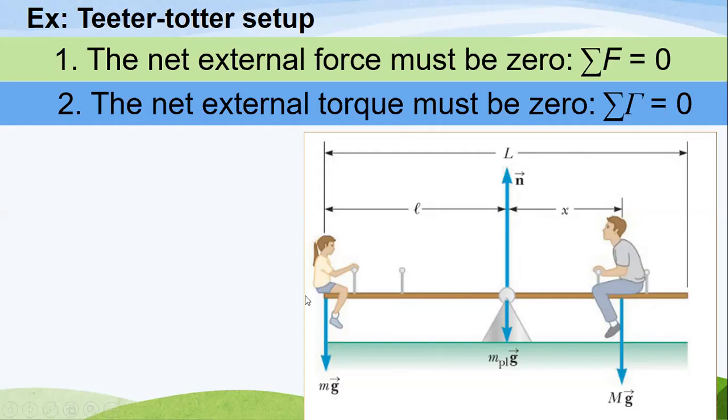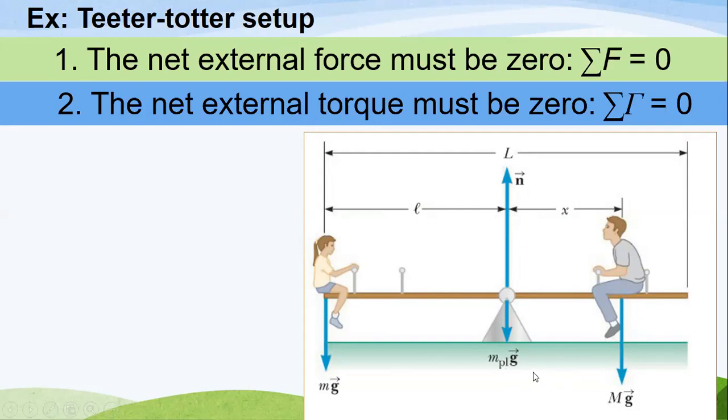But the man and the girl create torques around the hinge point because their weight is displaced from the hinge point. So this person's weight is acting downward, and it makes the teeter-totter rotate in the clockwise direction, right? So it is the clockwise direction.